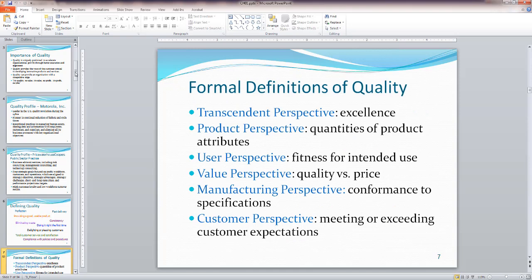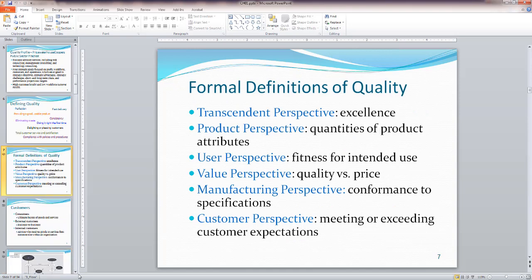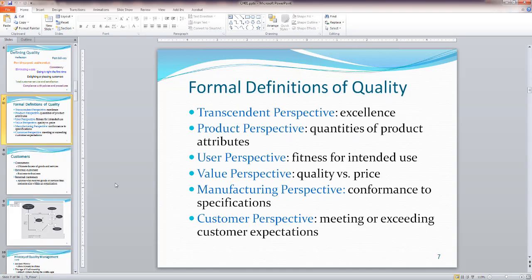Definitions of quality. I don't expect anybody to really memorize these, but they're just perspectives, okay? Because again, this applies both to the customer and the provider side of the house. We have manufacturing, customer perspective, value, user, product, and transcendent. So we're looking from both the provider level, we're trying to meet these needs, and we're looking from the consumer level because this is what we expect. Okay, this is what we expect from producers. Producers are looking at these as well to make sure that they meet the customer needs.